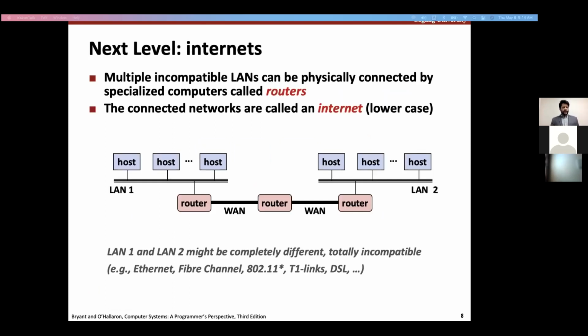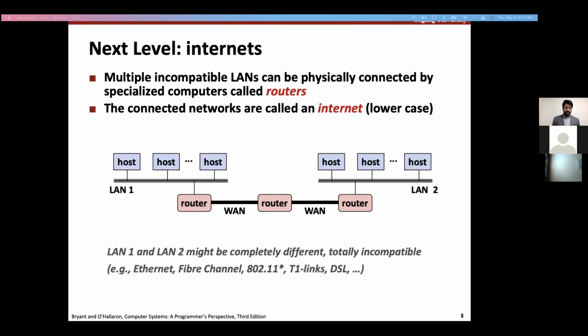Moving on to our next level, which is actually internets or internetworks. The crucial property of an internet is that it can consist of different LANs and WANs with radically different and incompatible technologies, but somehow they are interconnected and stitched together to make a bigger internet. And each host is typically physically connected to every other host in this network. So we have two different LANs in the picture, LAN 1 and LAN 2, and two different WANs, and they are connected through these routers.